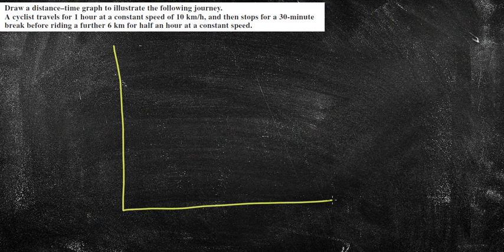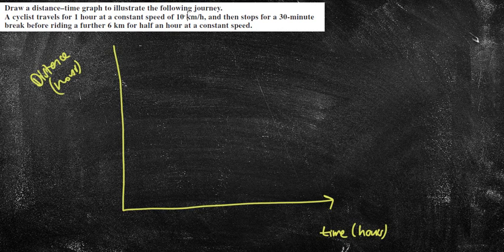All right. Draw a time distance graph to illustrate the following journey. So we're drawing a time distance graph. We've already drawn one in that very first example. I'm going to put here time, and we're going to be looking at this in hours. And this is our distance. Okay, so how far are we traveling? Well, a cyclist travels for 1 hour at a constant speed of 10 kilometers per hour.